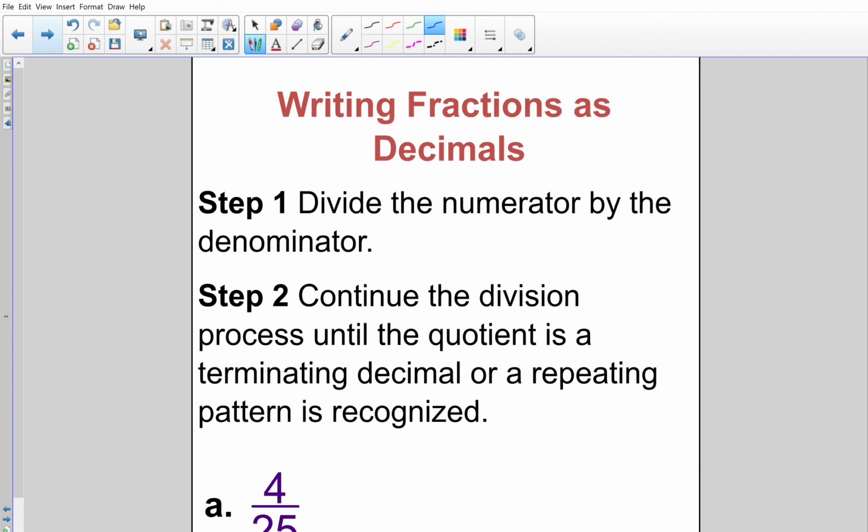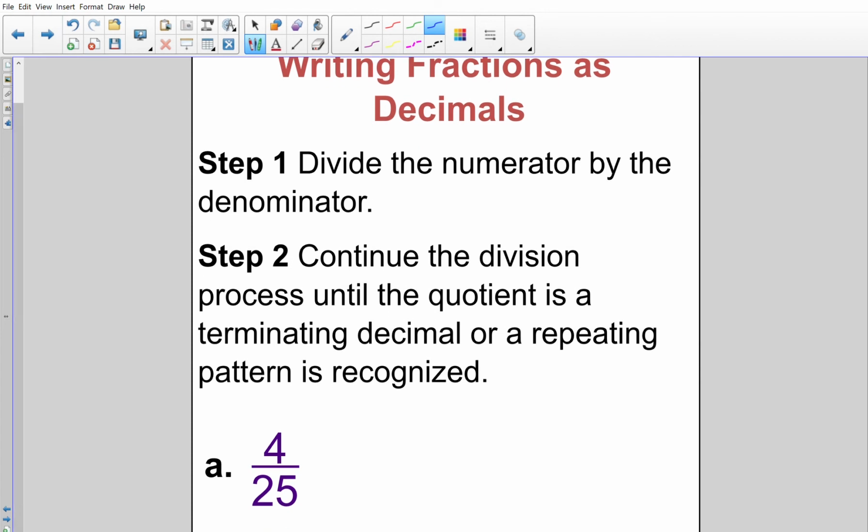Okay, so here we want to write fractions as decimals. If we have these fractions as decimals, we're going to just divide the numerator by the denominator and continue the division process until the quotient is a terminating decimal or a repeating pattern is recognized. You can also use your second and PRB key if you have a TI-30X, or you can use that toggle key that's right above the enter to change it. It's up to you. So it's the top divided by the bottom.